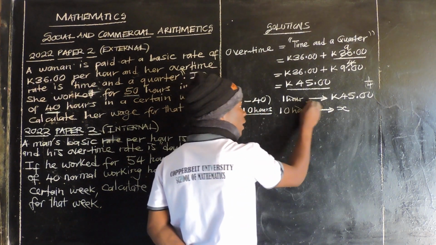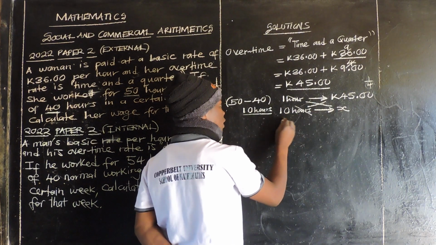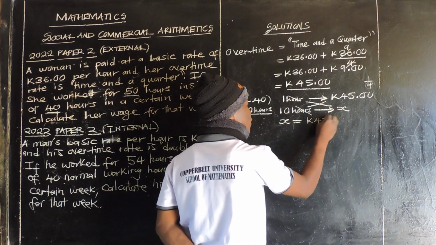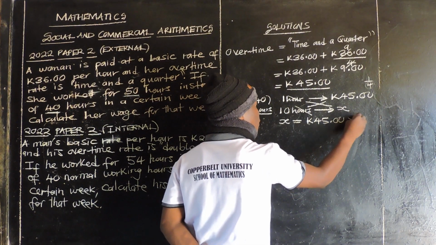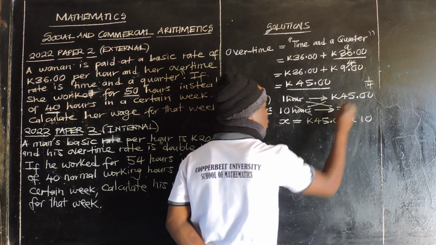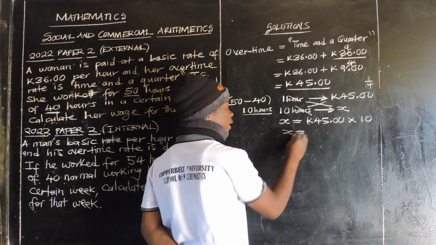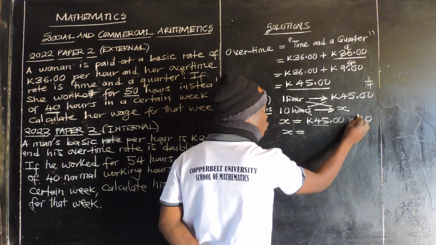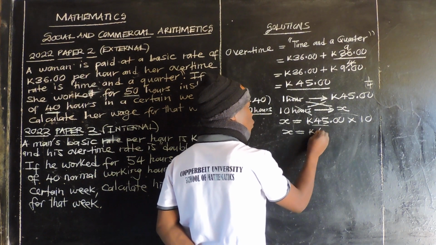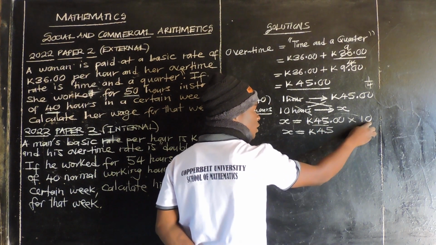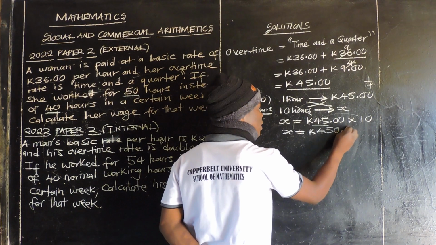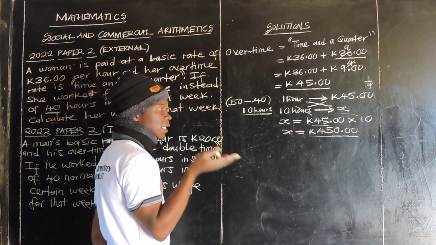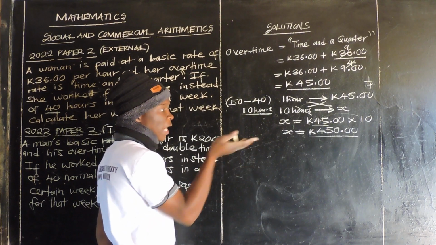Then you can cross multiply and say 1 times x, you get x is equal to 45 kwacha multiplied by 10. Are we together, people? Yes. So in this case, we just multiply. 45 times 1, you get what? You get 45. Then you have this 0. So this becomes 450. So 450 kwacha, this is our overtime.